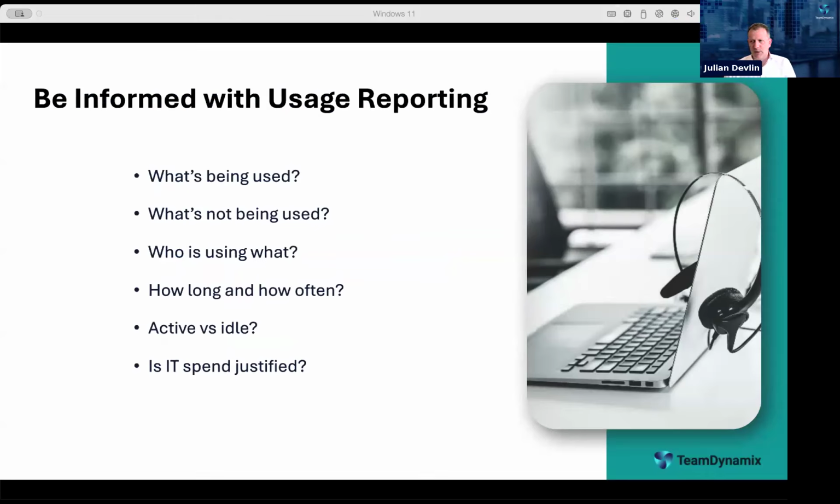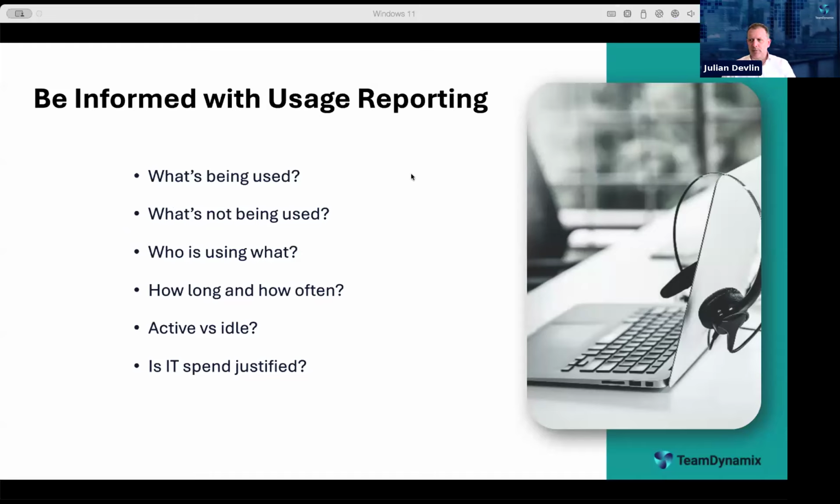But on the flip side of that, and equally important, is what's not being used. Are there computers just sitting there, not being used at all? Are there software titles that have been installed, you've paid for them, but they're just sitting there, waiting for someone to use them, and no one needs to?